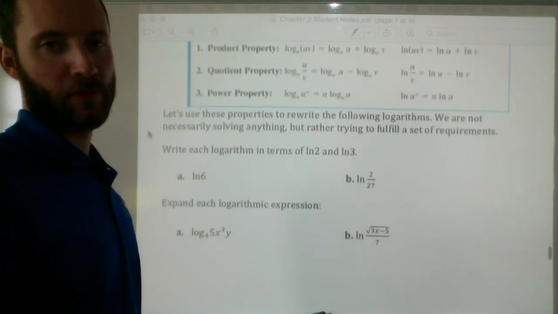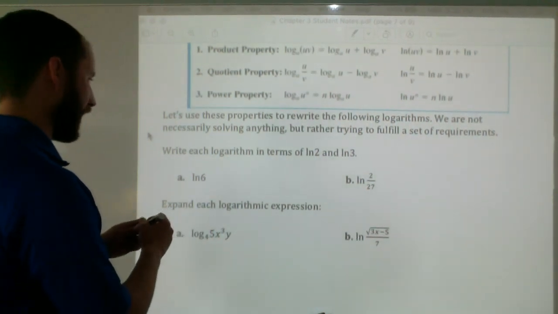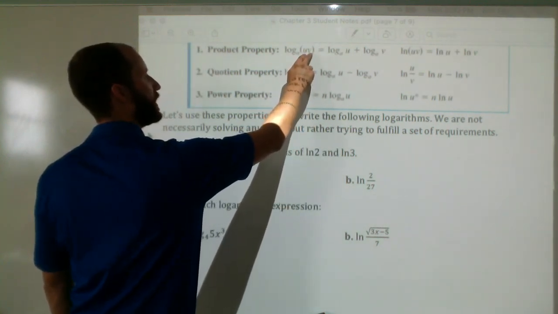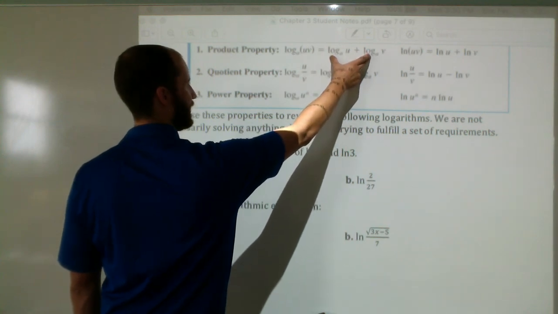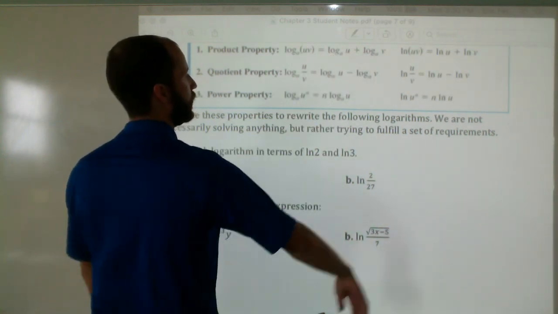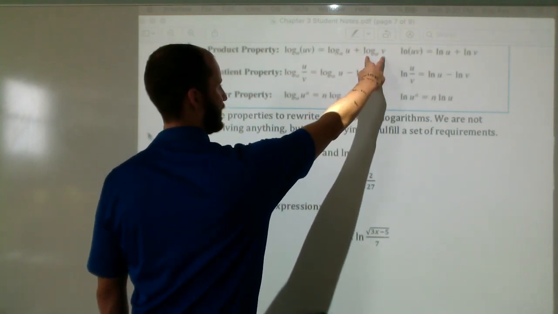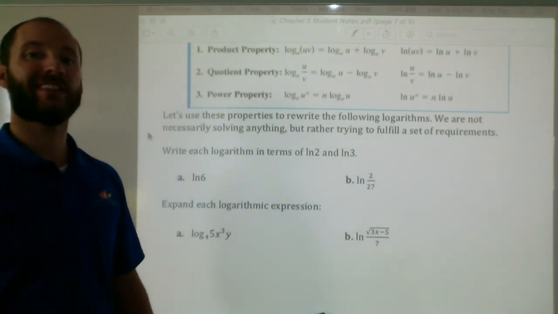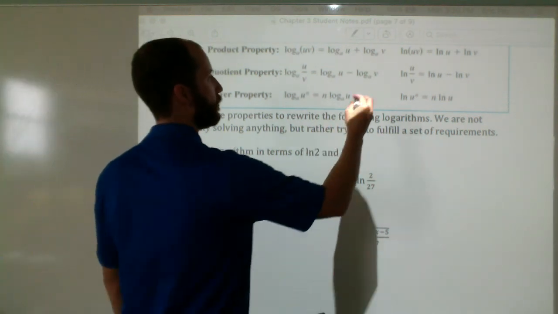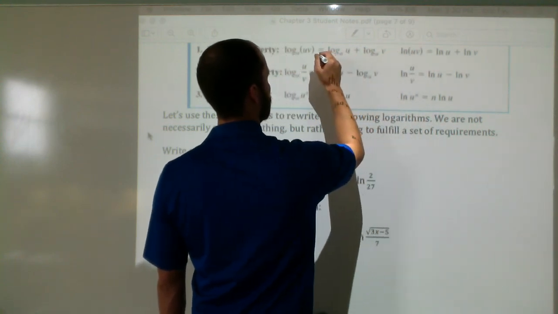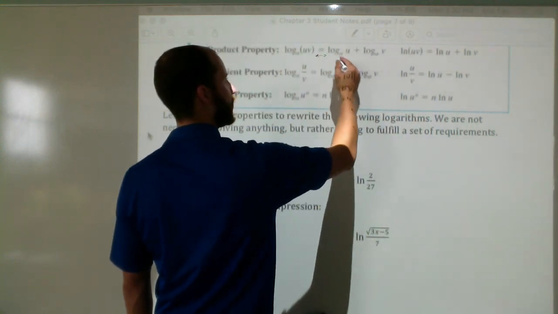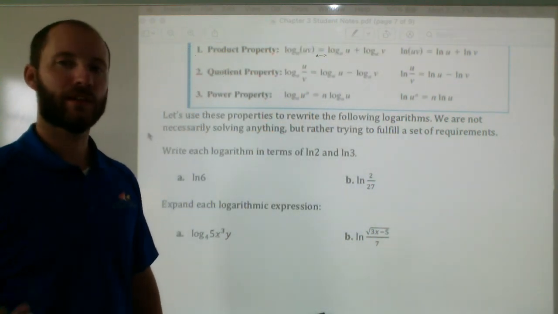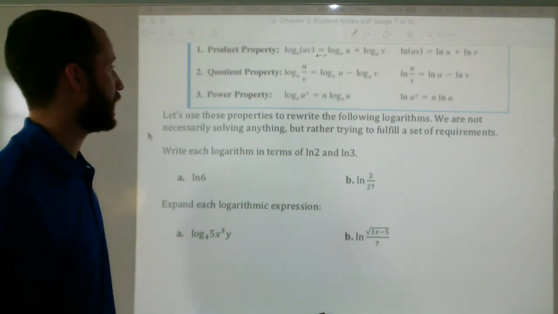So some properties: the product property, quotient property, and power property. If you have log base a of a product, you can give each of those pieces in the product their own log base a, and then you're adding together. So log base a of u plus log base a of v. Also works with natural logarithms. And here's the nice thing about these properties, they go both ways. So if you have a sum with like bases, you can condense them into a single logarithm. That equal sign works both ways.